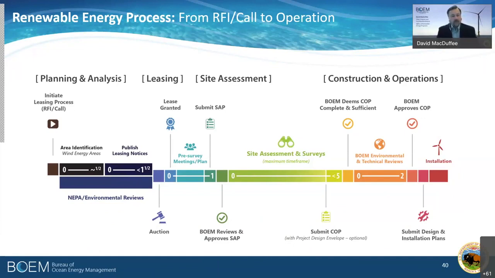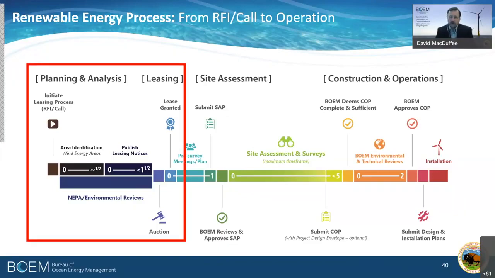Our process is divided into essentially 4 different phases. We have a planning and analysis phase. It looks at identifying wind energy areas. Once those areas are identified, we move into a leasing phase, issue a lease, and then once a developer starts conducting additional surveys on the lease, that brings us into a site assessment phase. And then finally, we go into a construction and operations phase if a plan for a wind facility is approved by BOEM. So if we click one more.